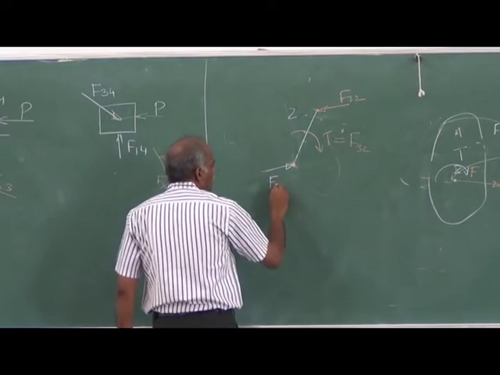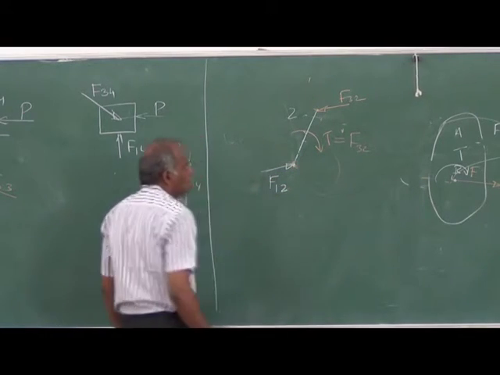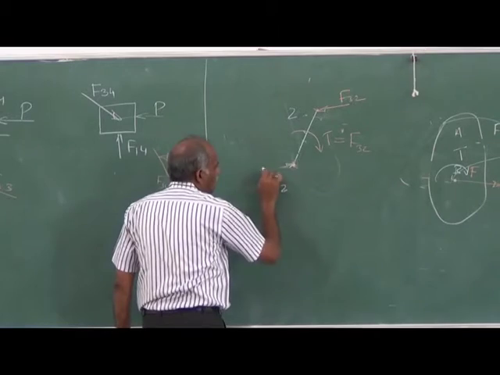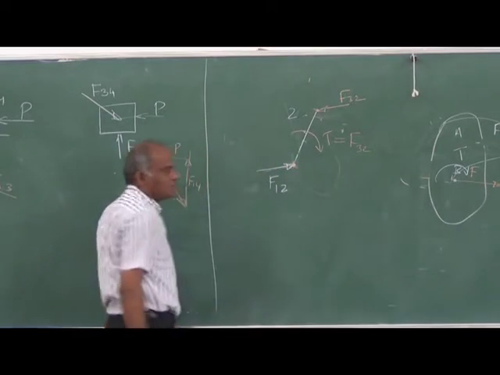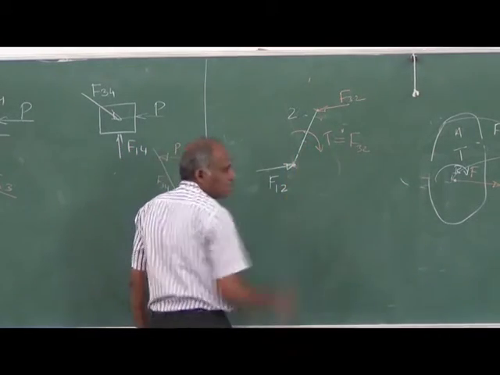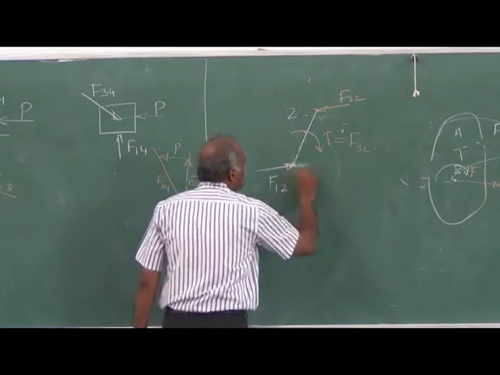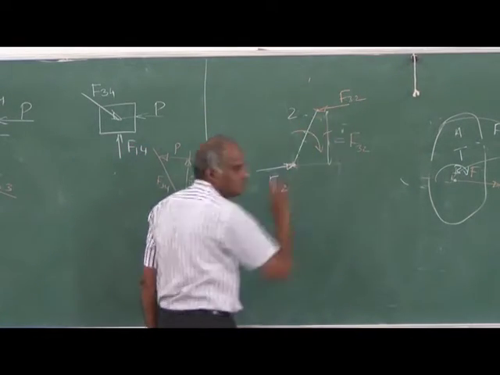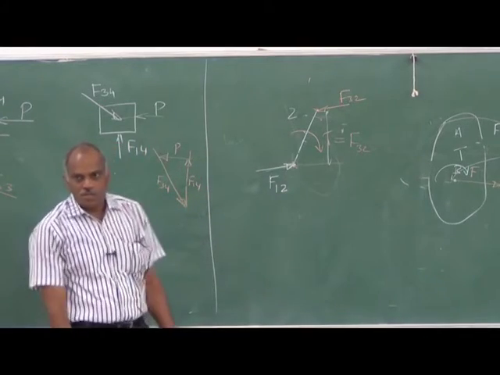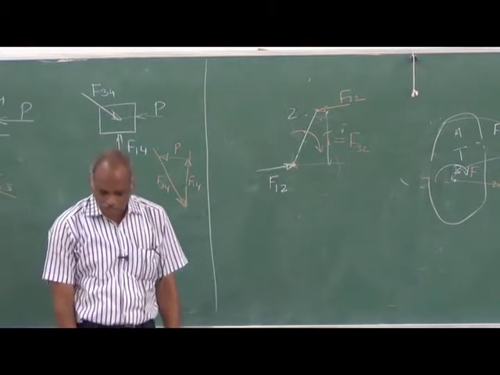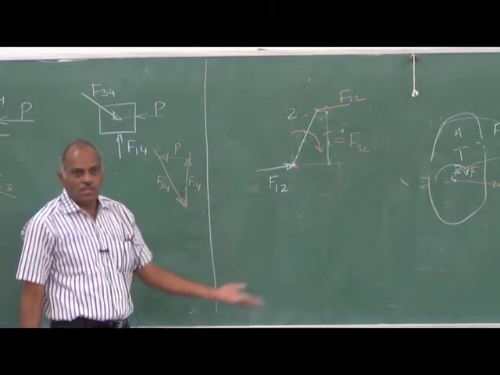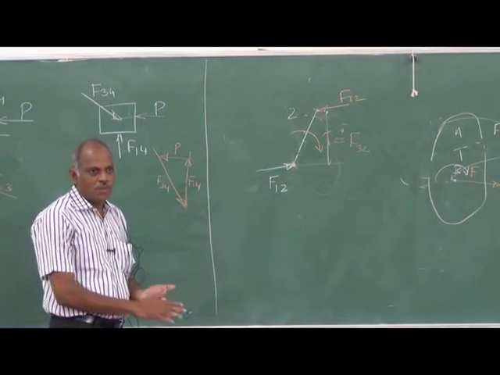So this will be your F12. These two should be parallel and equal in magnitude, and there will be a torque that you have to apply. So you have to take this shortest distance. That will be the magnitude of the torque. So that torque is what we call the holding torque. Okay, do you have any doubt?